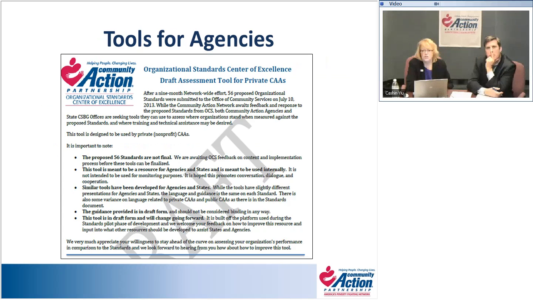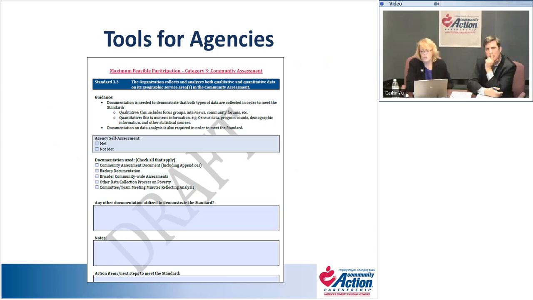Again, this is just a picture of the cover of the tool, and go to the next one. So it's just not rocket science, it's just one page per standard that helps agencies document where they're meeting the standard, what tools, what minutes they're pulling out, what strategic plan pages they're using, to really help document that they are meeting the standard.